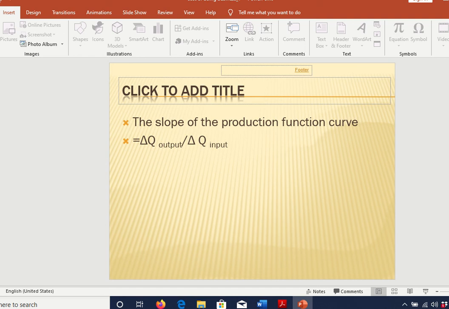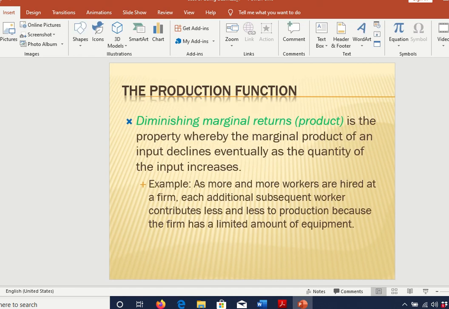So what does that mean? Okay. So that gives us the law of diminishing marginal returns, or the law of diminishing marginal product. It is a property whereby the marginal product of an input declines eventually as the quantity of the input increases. So that means each additional unit of input becomes less productive than the previous one. Okay? So you can see the keyword is eventually. That means it doesn't have to kick in right away. It doesn't have to kick in at the beginning of the production.